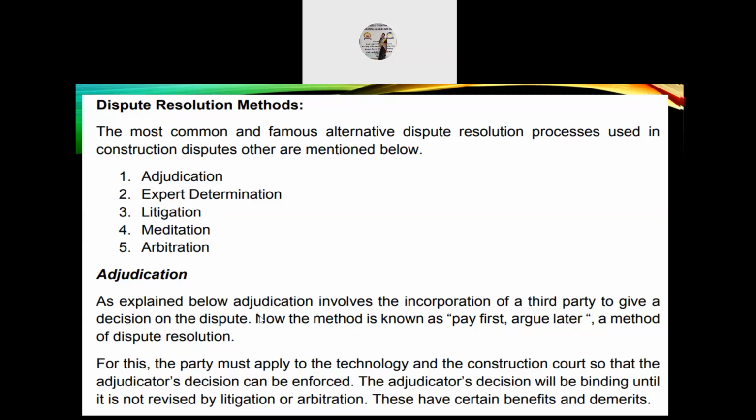Adjudication. As explained below, adjudication involves the incorporation of a third party to give a decision on the dispute. The method is known as pay first, argue later. For this, a party must apply to the Technology and Construction Court so that the adjudicator's decision can be enforced. The adjudicator's decision will be binding until it is revised by litigation or arbitration. These have certain benefits and demerits as well.